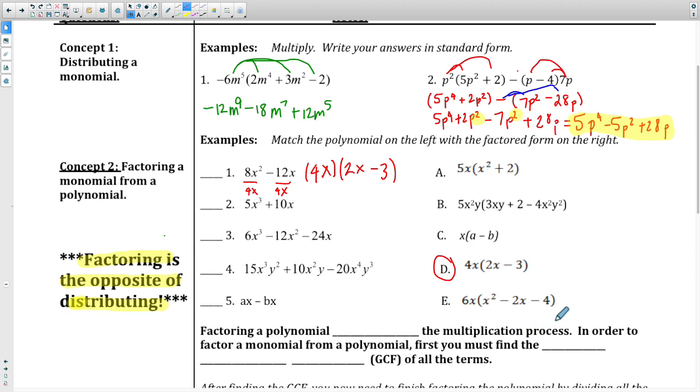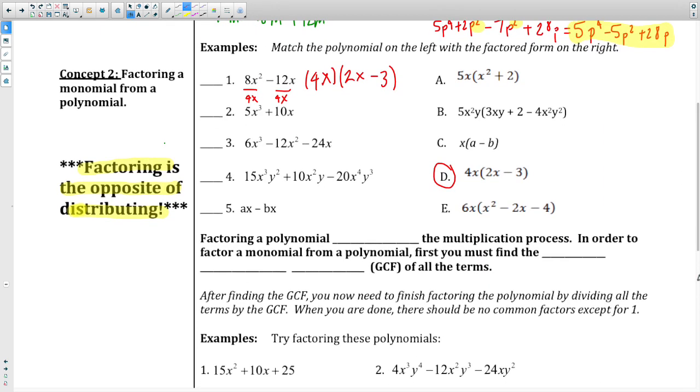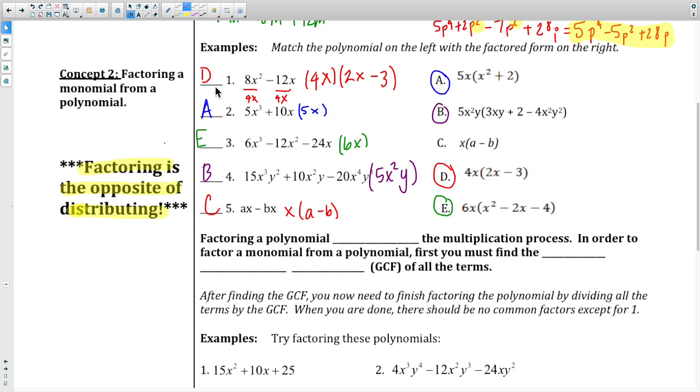D. All right, what I want to do right now is have you pause the video here and see if you can match the other pieces. All right, here are the answers that you should have come up with. D, A, E, B, C. I want to talk about them a little bit.